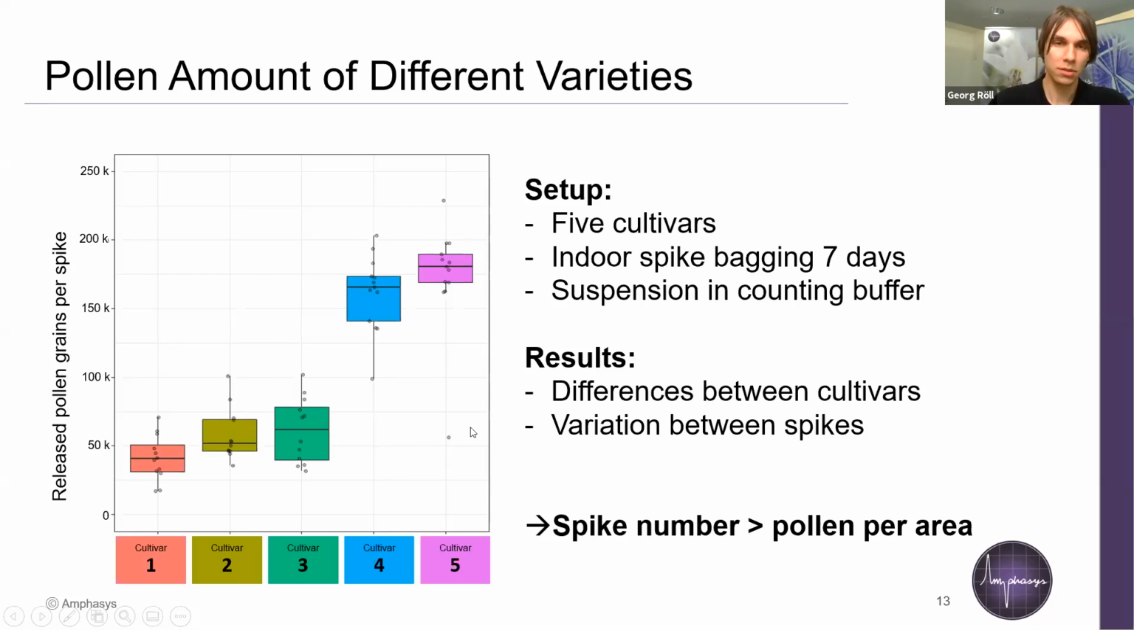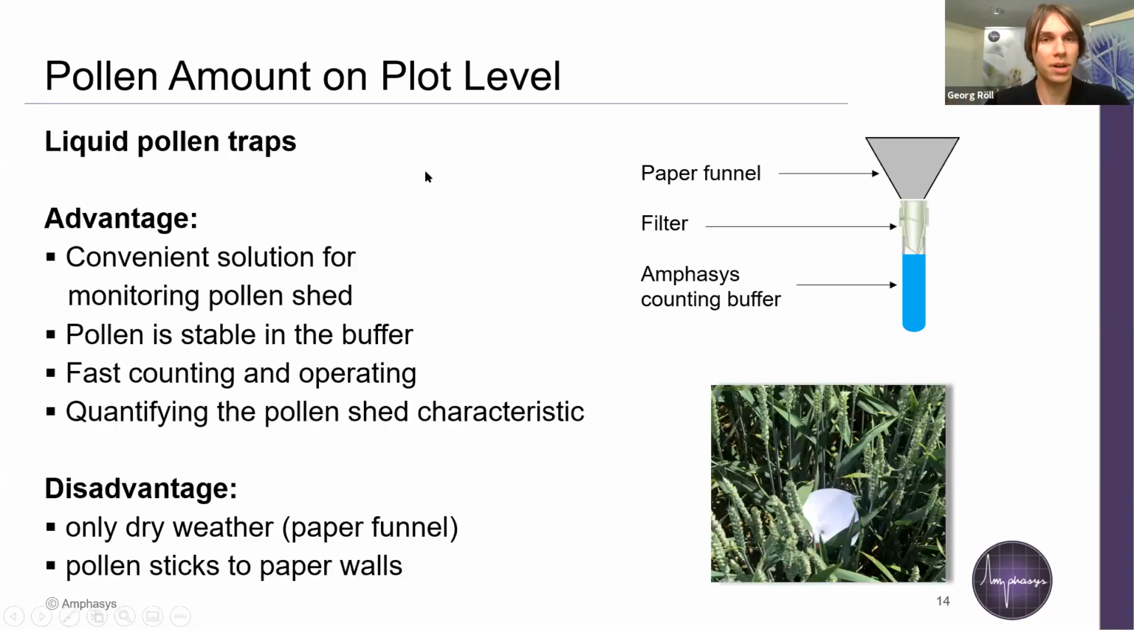Now we are focusing on the spike number, but what's also important is how much pollen you get per area. So we thought about how we can quantify the pollen amount per area, and therefore we developed so-called liquid pollen traps, and you can see the illustration on the right-hand side here. So basically they consist of a paper funnel, a filter, which is important so that no insects can fall in, and our Amphasys counting buffer. The pollen grain falls in the funnel, is guided through the filter into the counting buffer, and in the field it looked like this. The funnel was around the same level as the spike.